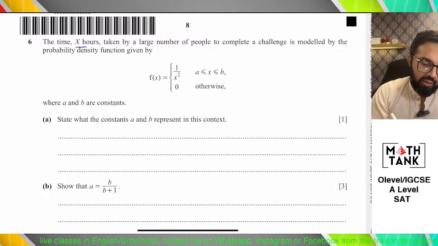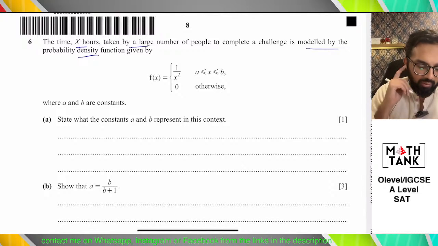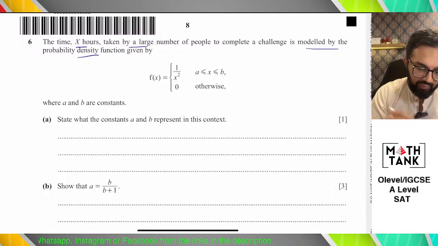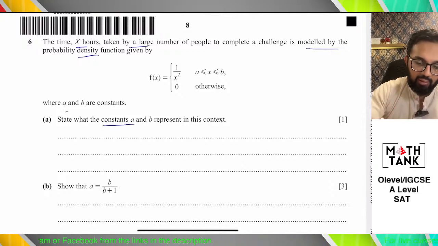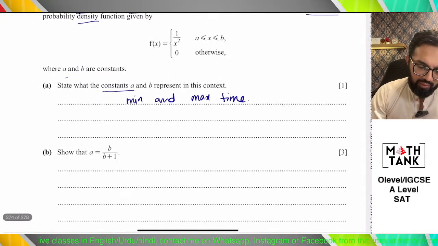It says the time x hours taken by a large number of people to complete a challenge is modeled by the random probability density function, where a and b are constants. State what the constants a and b represent in this context. So, minimum and maximum time. Okay, show that a equals this.